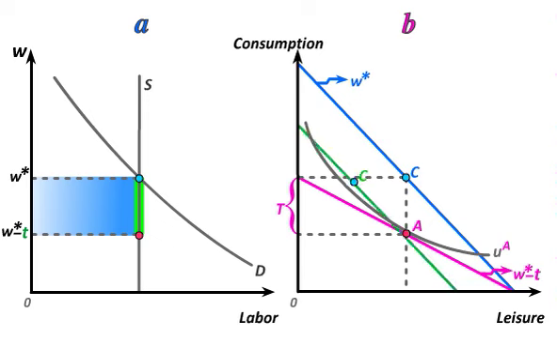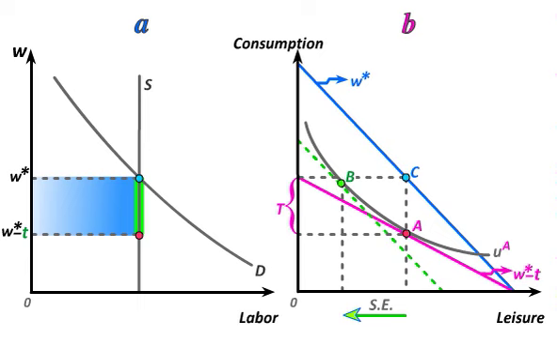To determine deadweight loss, we ask how much could we have taken away from this worker without distorting the wage and made him just as happy as he is under the wage tax. In other words, how much could we have shifted the original budget constraint inward without changing its slope and still get to the indifference level UA?